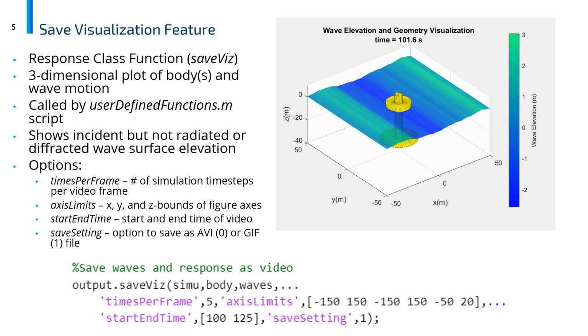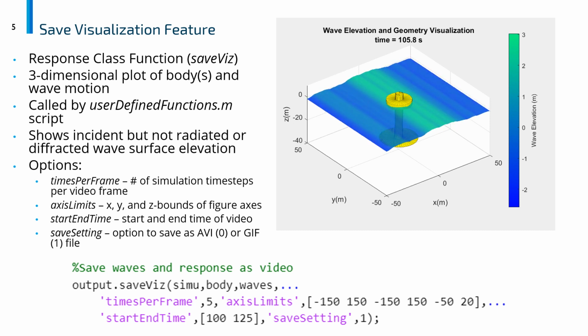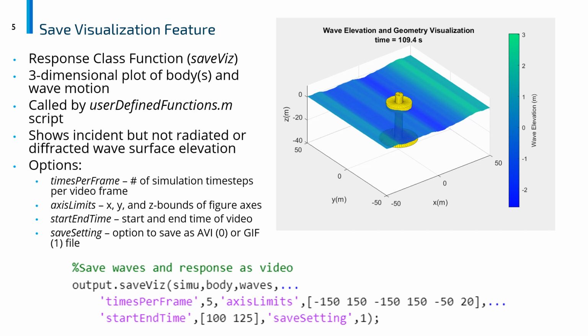And it shows the incident waves, but not the radiated or diffracted wave surface elevation. So just showing those incident waves that are interacting with the body, but it doesn't show the waves that are caused by the body itself. But it does show the reaction of the body to those incident waves.